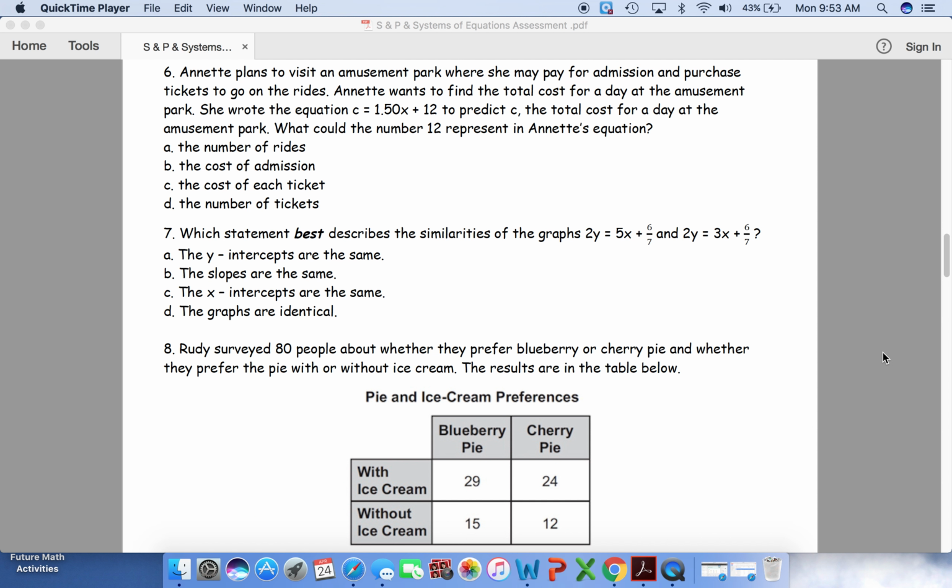Number 6. Annette plans to visit an amusement park where she may pay for admission and purchase tickets to go on the rides. Annette wants to find the total cost for a day at the amusement park. She wrote the equation C = 1.50x + 12 to predict C, a total cost for a day at the amusement park. What could the number 12 represent in Annette's equation? A. The number of rides. B. The cost of admissions. C. The cost of each ticket. D. The number of tickets.